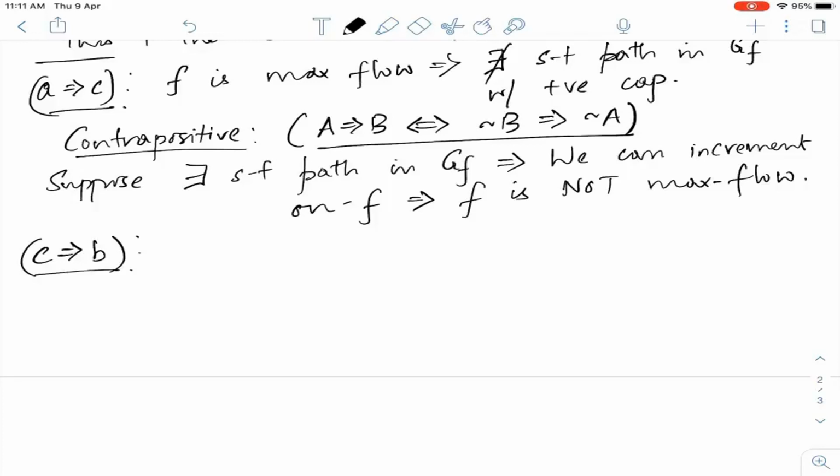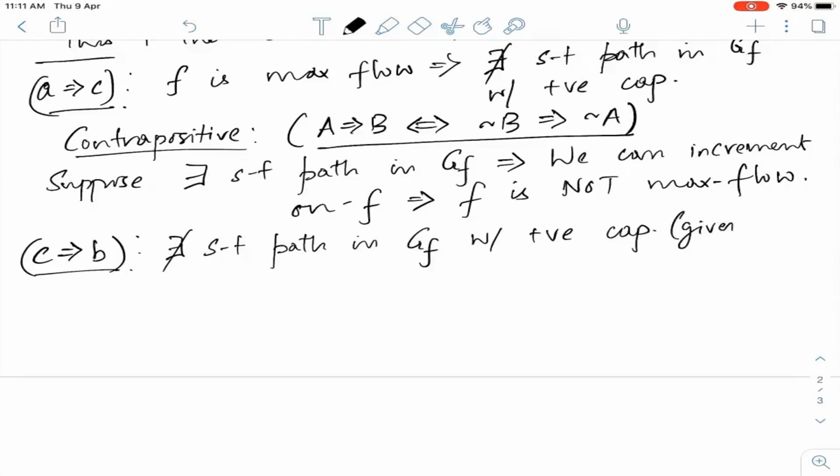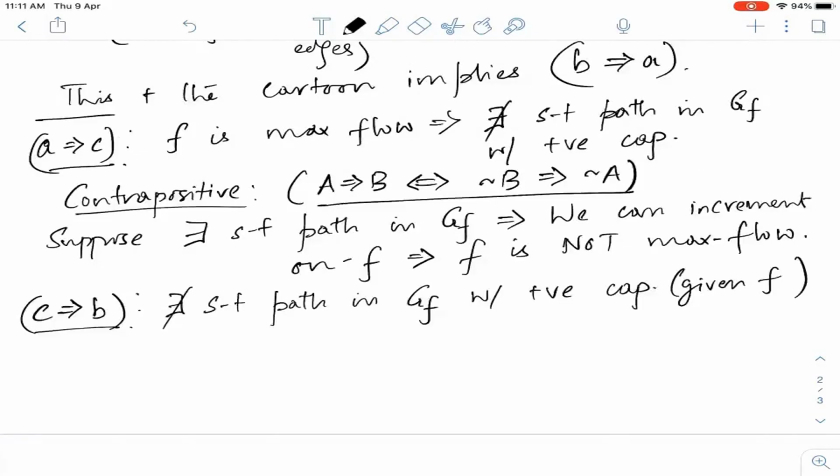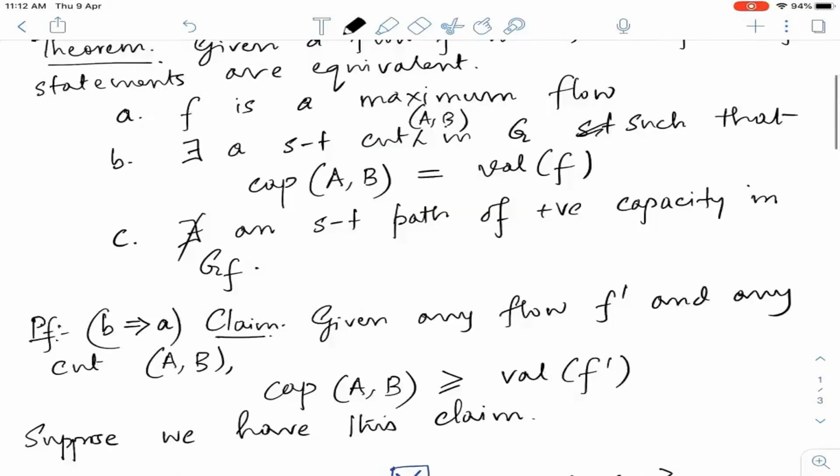Okay. So let's recall what C is again. C says that given this flow, there does not exist an ST path in GF with positive capacity. Remember, I'm given this flow. What I have to prove is the following, that if such a thing happens, then I can demonstrate a cut. So what is the statement B? It says that there exists an ST cut in G such that the capacity of this cut is exactly equal to the value of the flow.